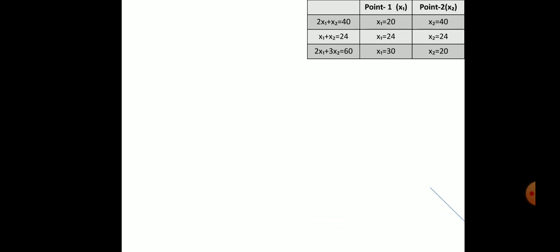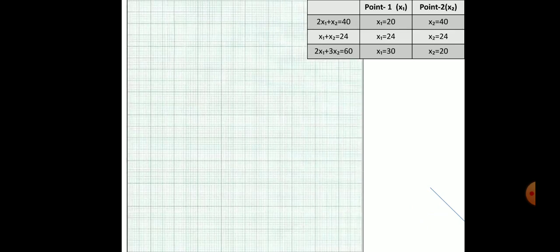Next, this is the table where we have found the values of x1 and x2. Next we will draw using a graph; I will show you how to draw a line. This is the zero point, this is the x1 axis and this is the x2 axis. The values of x1 and x2 given are 20, 40, 24, 24, 30, 20. Since the values go up to 40, we will take 10, 20, 30. You can also take 5, 10, 15, or 10, 20, 30.